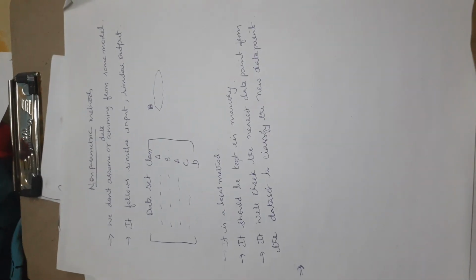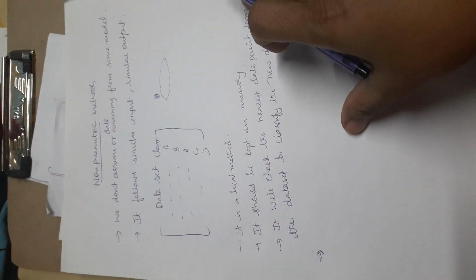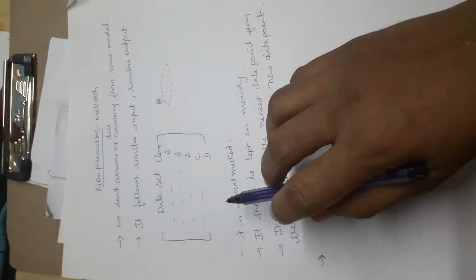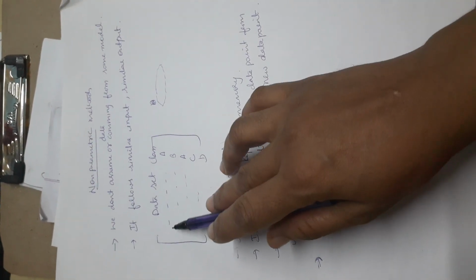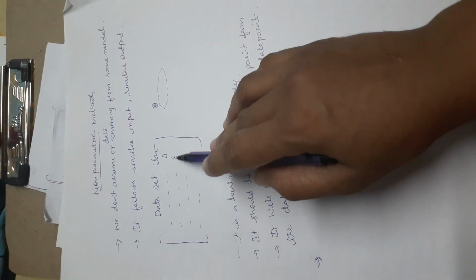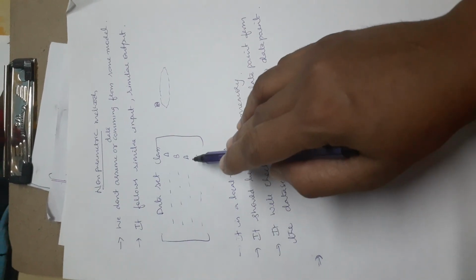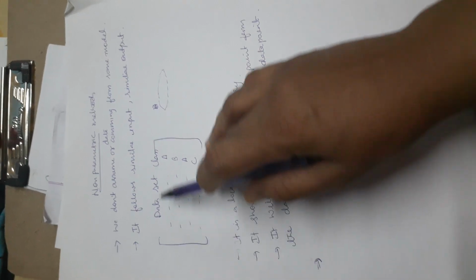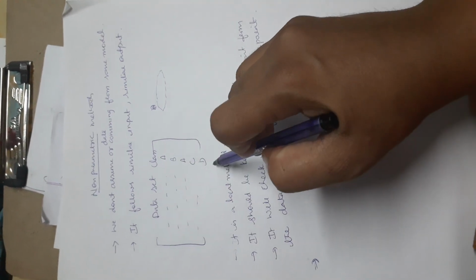In non-parametric methods, we are not generating a model. What we have is a data set. For example, with these values it belongs to class A. With these features it belongs to dog. If these features, it belongs to cat. If these features, it belongs to elephant. These are the features and this is the class it belongs to.